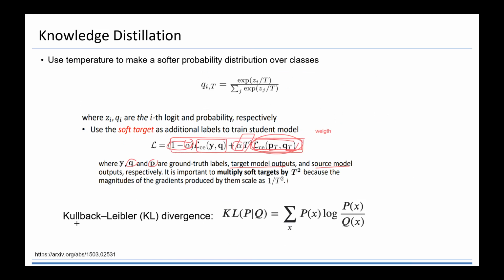So we can use the Kullback-Leibler divergence, or we call it the KL divergence. It is to calculate the distance between two distributions. We call them P and Q. So this is the KL divergence of distribution P and distribution Q. We have the sigma of P(x) times log of P(x) divided by Q(x).